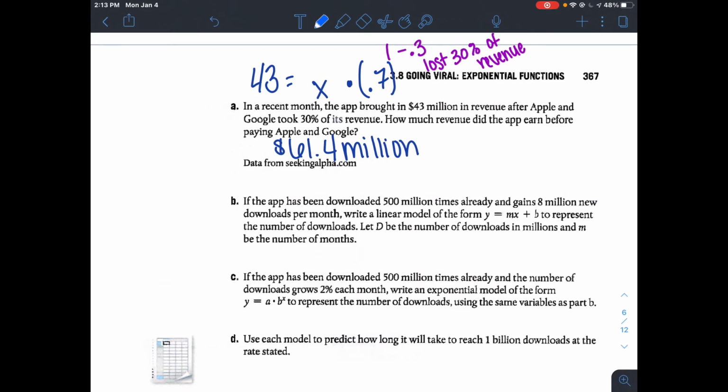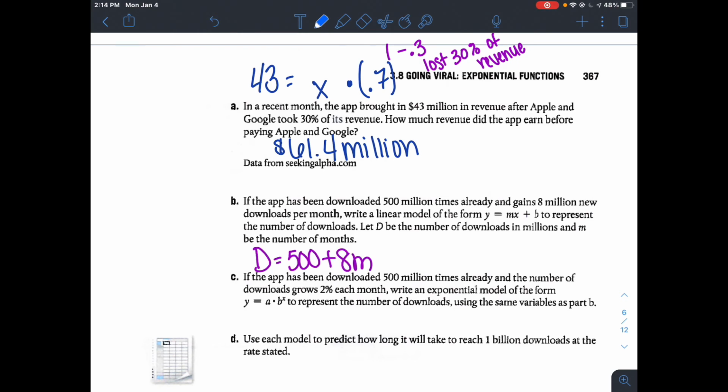Part B, if the app has been downloaded 500 million times already and gains 8 million new downloads per month, write a linear model of the form y equals mx plus b to represent the number of downloads. We're going to use D for the number of downloads in millions and M for the number of months. So I'm kind of using literal equations here instead of using X and Y. D is for downloads, M is for months. So Y equals MX plus B.